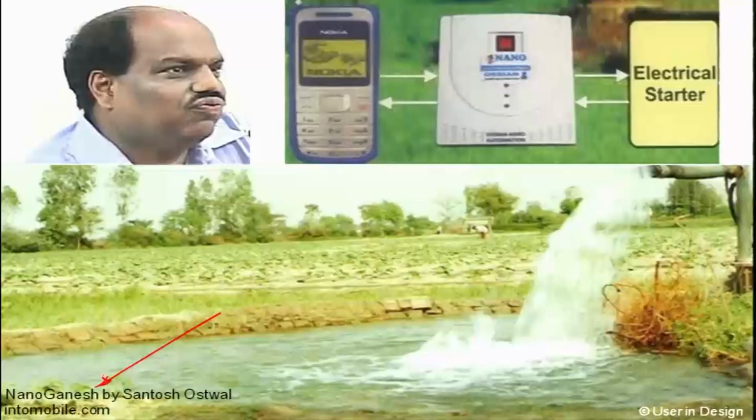So, this is what design is in the world today: design for the need, and design in a manner so that the market comes to you because of the innovation that you put in your product. This is what the Nano Ganesh really looks like. It is operated through a GSM module, and it is basically used for switching a pump set on and off.